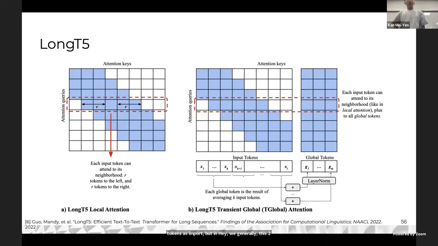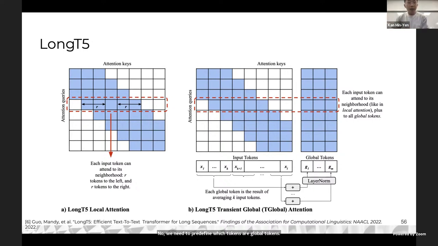So another way is to have a more efficient way to get this long document representation, and to calculate these global tokens. Remember, for previous models like Big Bird and Longformer, we need to predefine which tokens are global tokens. Now, what if we can calculate these global tokens much faster?